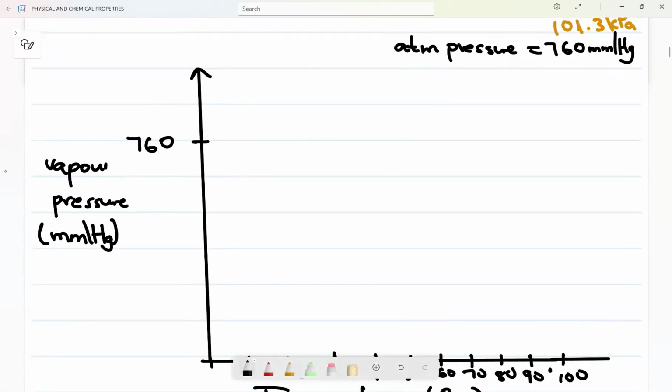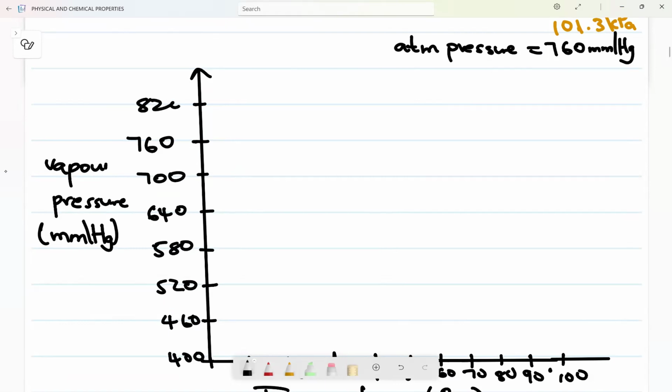Then in here, I don't know which scale to use, but I'll say maybe it is something like, I'll start it here, maybe let's say 700, 640, it's fine, 580, 520, 460, and 400, maybe. It's fine, okay? Then say 760 maybe here, then here 820, like that.